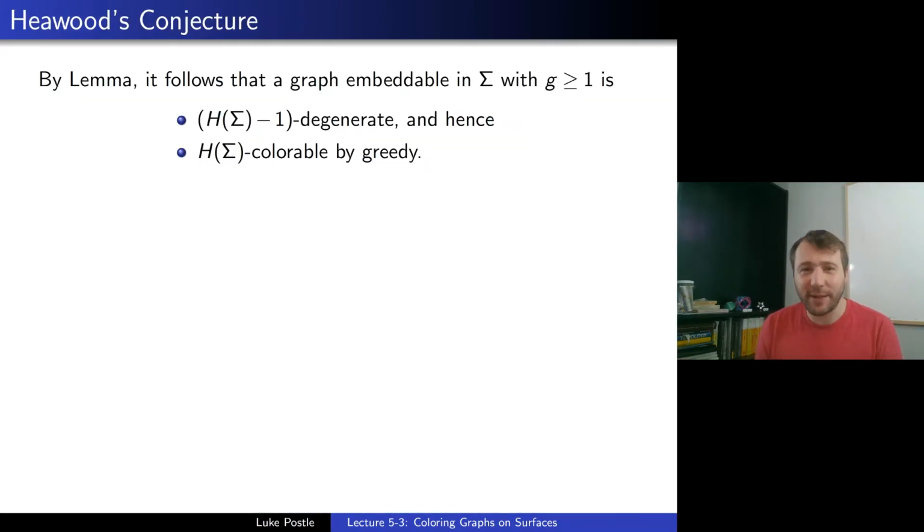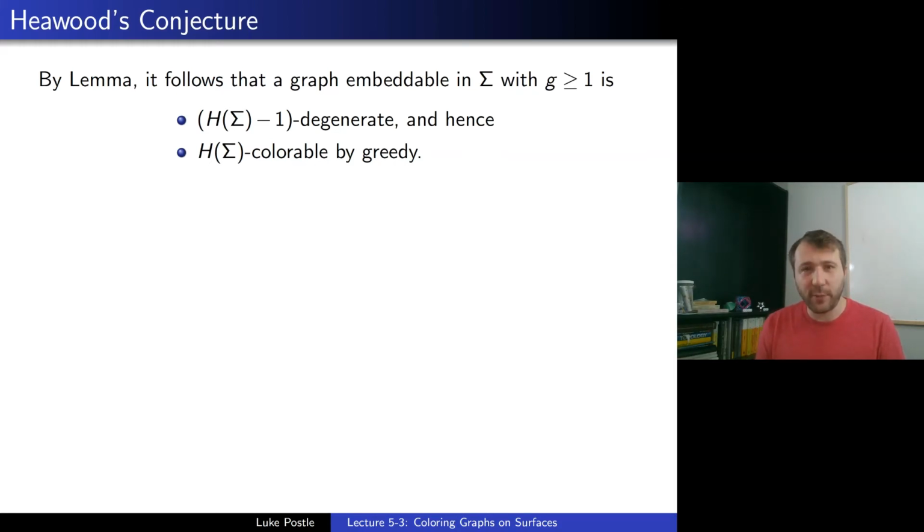So that's the lemma. Then what can you do with that? Well, by the lemma, it follows that a graph embeddable on sigma, if g is at least 1, is h of sigma minus 1 degenerate, and hence that it's h of sigma colorable by greedy coloring. So we know the minimum degree of the graph is at most h of sigma minus 1, this Heawood number minus 1. But of course, every subgraph has that property because all subgraphs are also embeddable. And so then you get this degeneracy, and from that, you get coloring. So kind of greedily, inductively coloring, as we've discussed before. All right, so that concludes proving Heawood's bound.